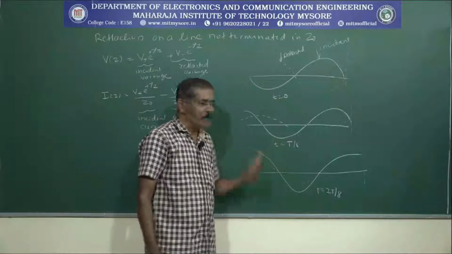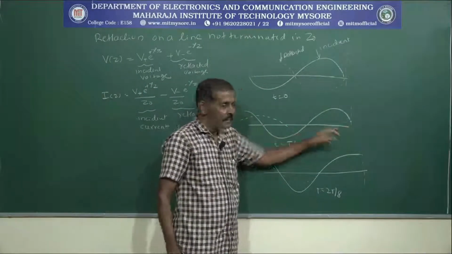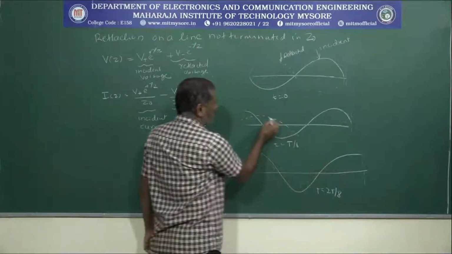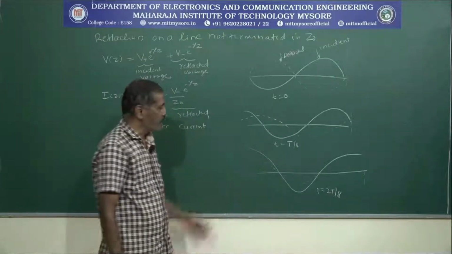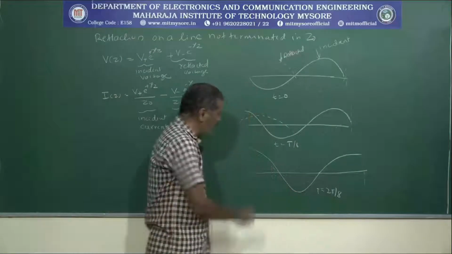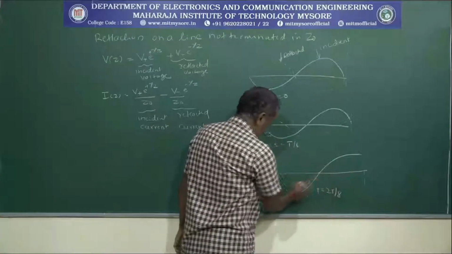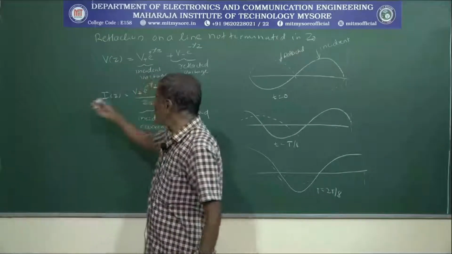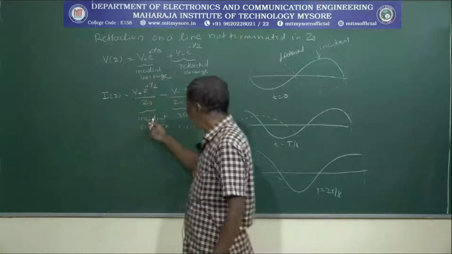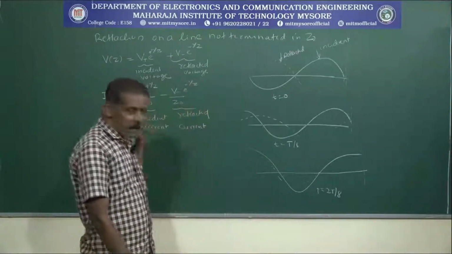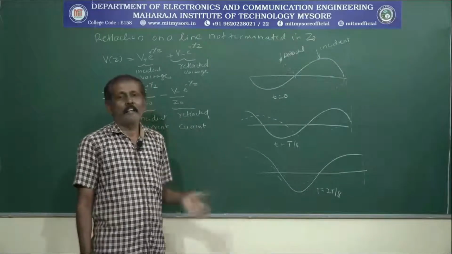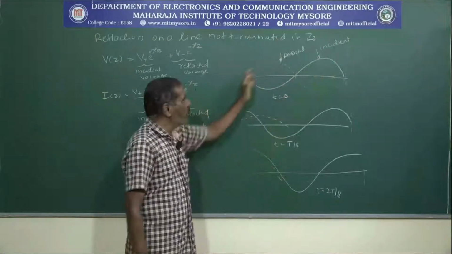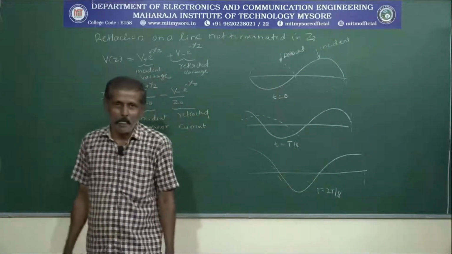Now, at the time instant t equal to T by 8, if this is the incident wave, either the voltage or the current, then this dotted line we get as the reflected voltage or current. Similarly, at the time instant t equal to 2T by 8, this is the incident and this is the reflected one. Whenever a transmission line is there, the incident voltage and reflected voltage, and the incident current and reflected current, are sometimes referred to as the incident wave and the reflected wave. So, this we call the incident wave and this we call the reflected wave.